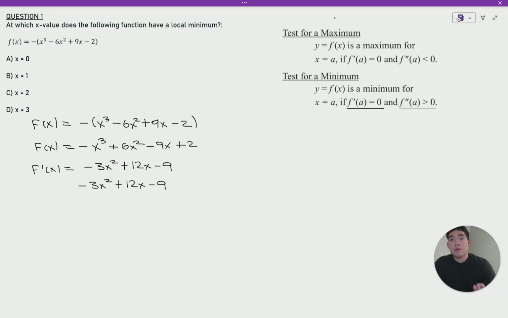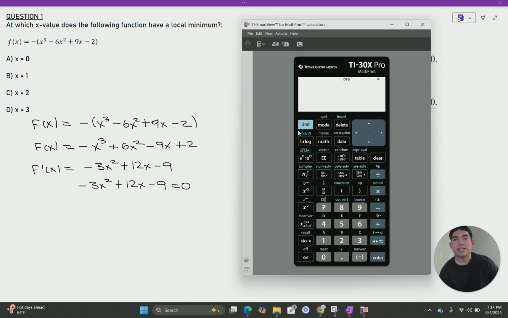So now that we have our first derivative, remember that we need to set it equal to 0 to see how we can satisfy this condition here. So let's go ahead and set that equal to 0. Now, in order to solve for the values that equal 0 here, we can use our TI-36X Pro calculator. So let me go ahead and show you how. So here we are at the calculator.